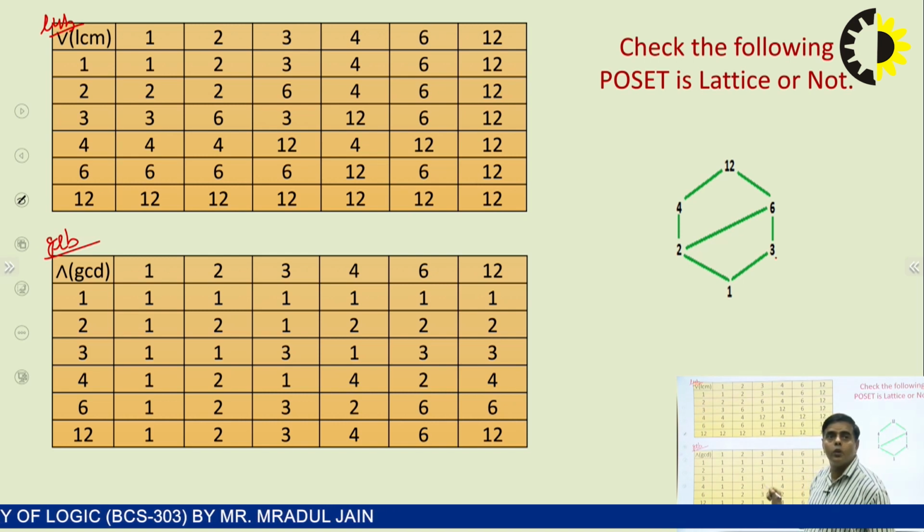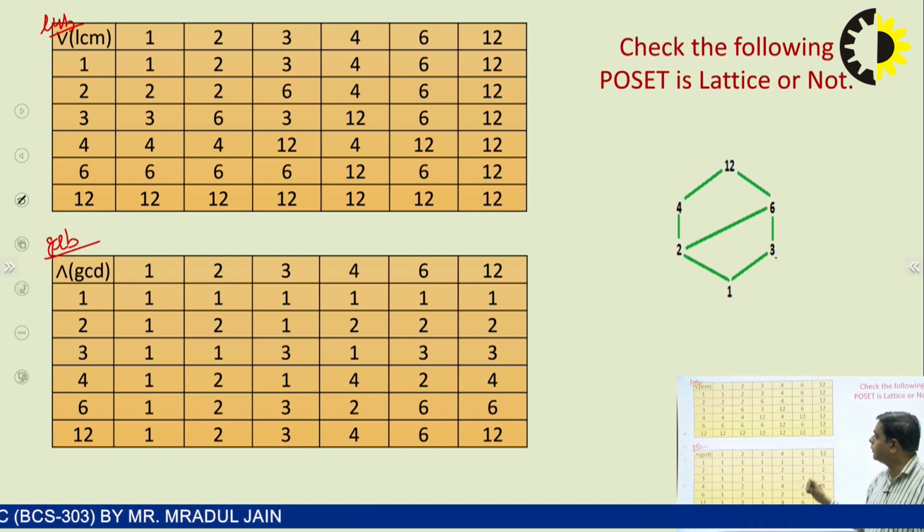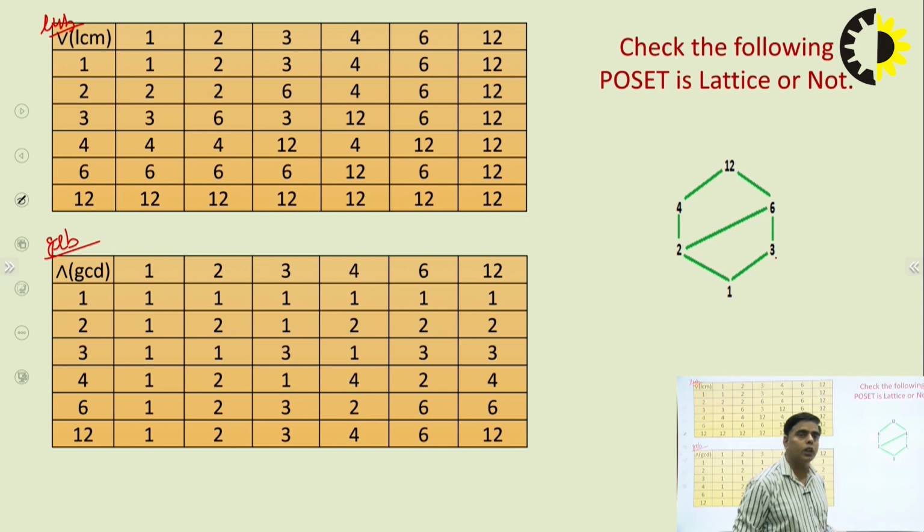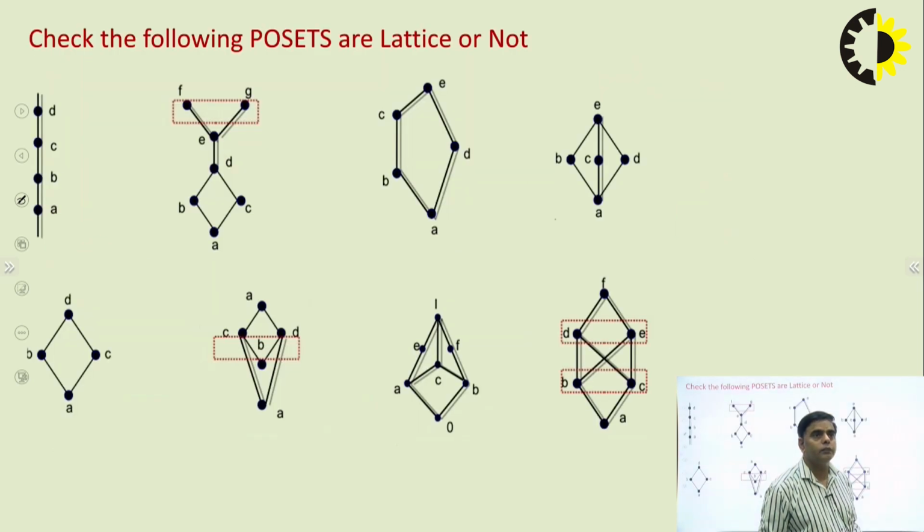So we can find out the GCD for each and every pair, and we can fill out all the entries in this table. If all the entries belong to this particular set, then there exists a GLB and LUB for each and every pair, so we can say this structure will be a lattice.